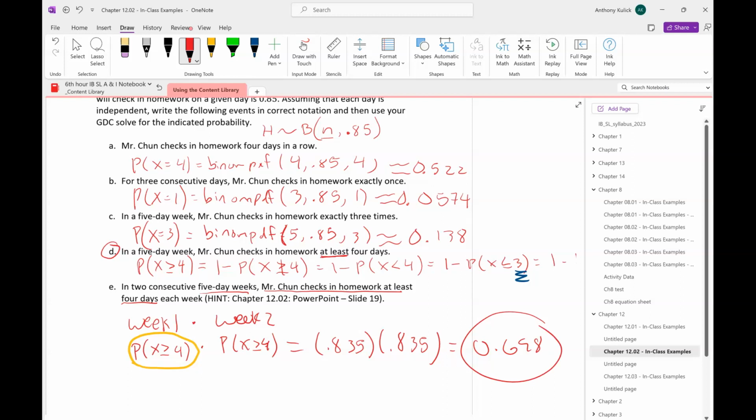But that's the trick, right? If we're doing 2 consecutive 5-day weeks, we check homework at least 4 times, well, that's going to be the same as 1 5-day week and then another 5-day week afterwards where the same thing happens. So you just multiply the 2 together. Just like if I want 2 heads in a row, I do 1/2 times 1/2 if I'm flipping a coin. Same idea.